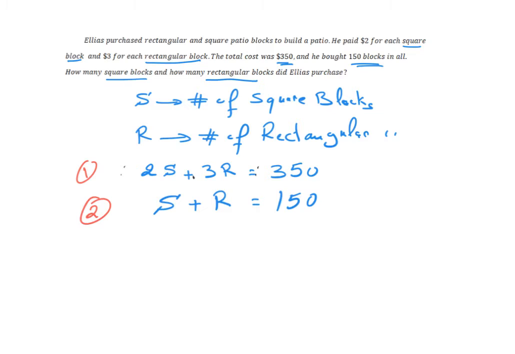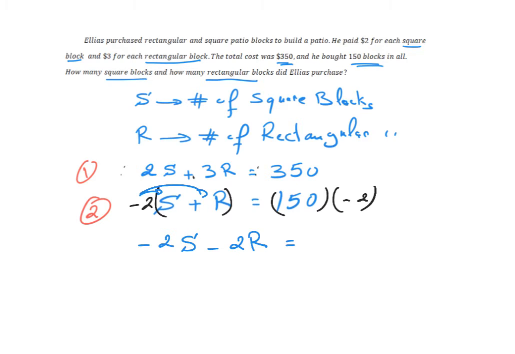If I multiply the second equation by -2, I will get -2s, which is the opposite of 2s in the first equation, so I can eliminate s. So let's rewrite equation number 2 here. -2 times s is -2s, -2 times r is -2r, equals -300. That's equation number 2.